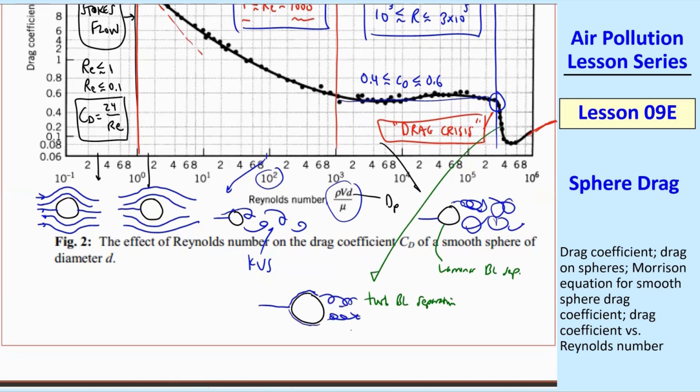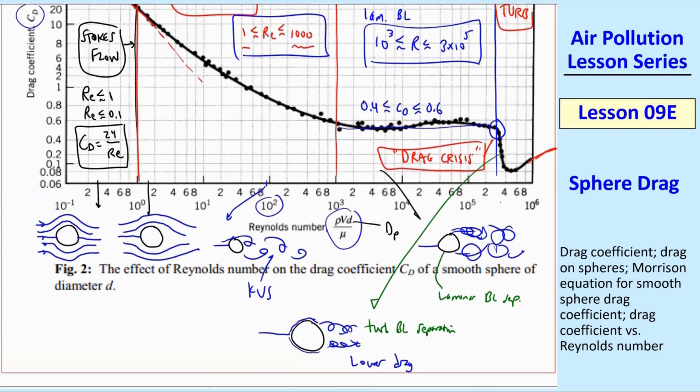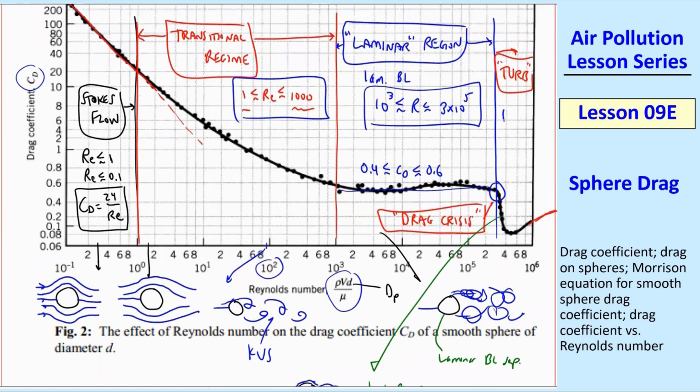So you have a lower drag. As you can see, the drag suddenly drops. Compared to the laminar, it has a much thicker wake. By the way, this is also called fully turbulent in this range. Once it gets fully turbulent, then this drag slowly increases and it levels off around 0.2, as I said.